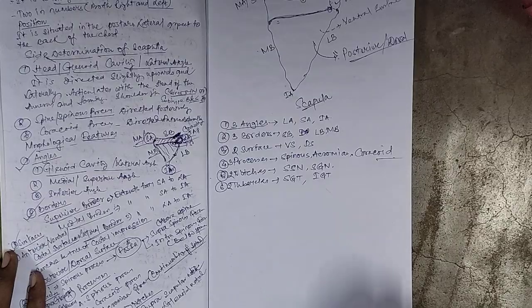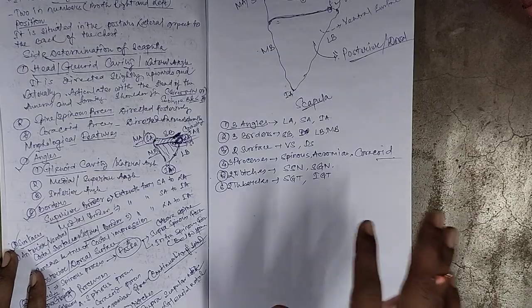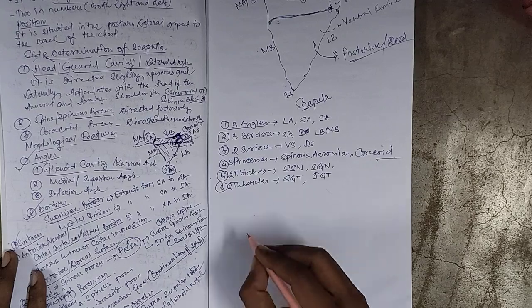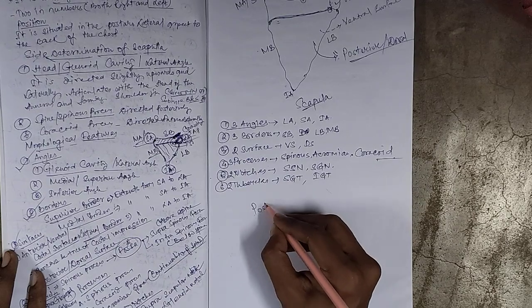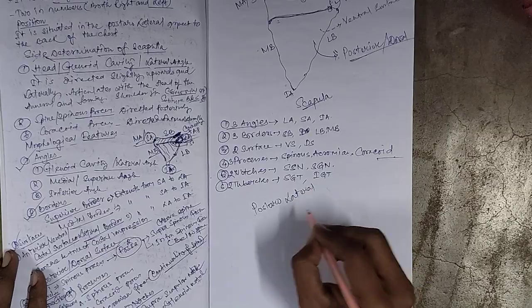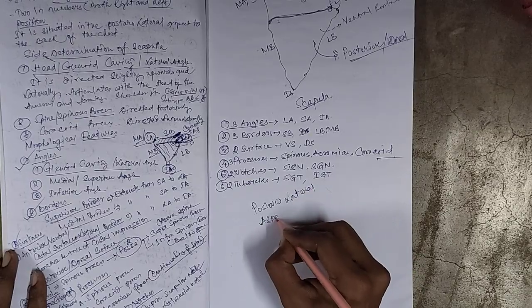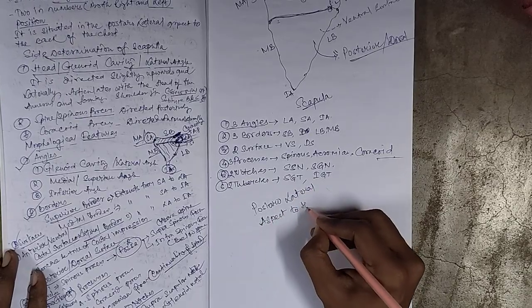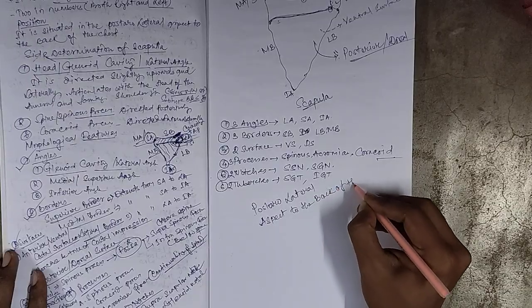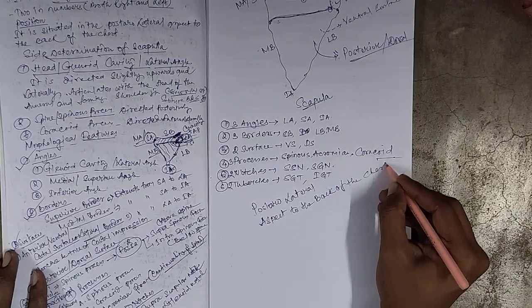So the scapula is a triangular shaped bone. It is 2 in number and it is situated in the posterolateral aspect to the back of the chest. So it is present in the posterolateral aspect to the back of the chest.